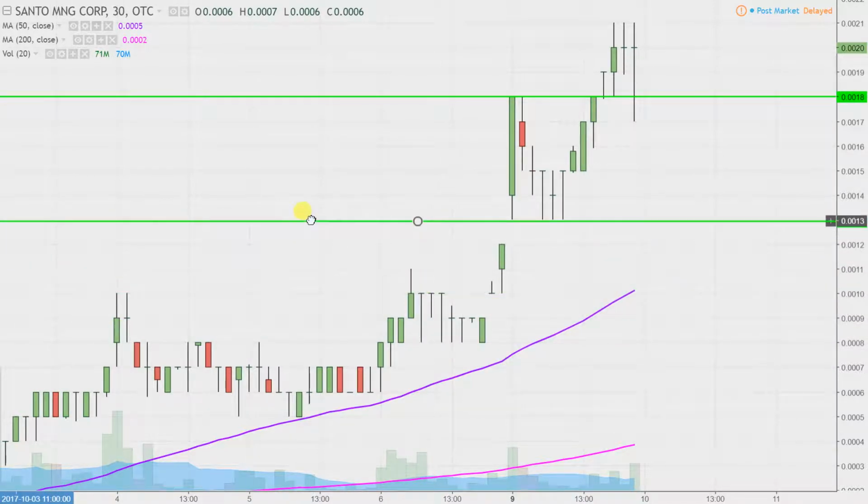Next level of support after that, right there at 0013. So a couple of the newest areas of support, 0018, 0013.